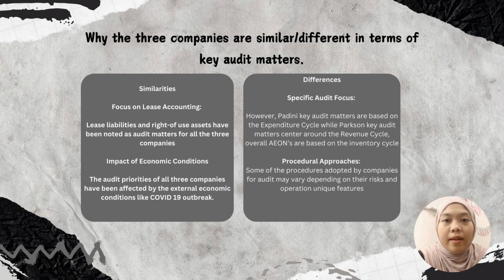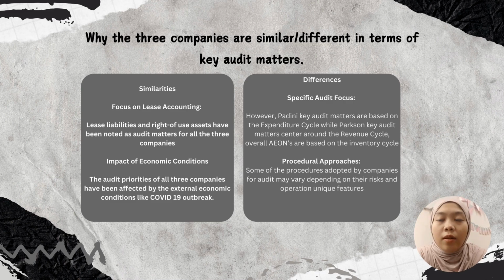Next, I will expand on a key similarity, which is the focus on lease accounting, as all three companies address lease liability and right of use asset due to IFRS 16 and MFRS 16. This reflects the retail sector's shift toward transparent financial reporting. Additionally, the impact of the COVID-19 pandemic standardized focus areas like revenue recognition and asset impairment across the companies, revealing shared challenges in navigating economic disruption.